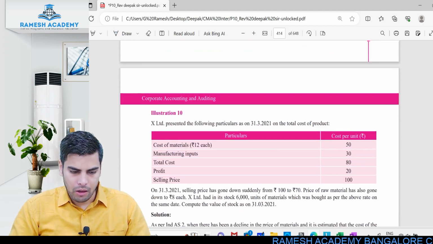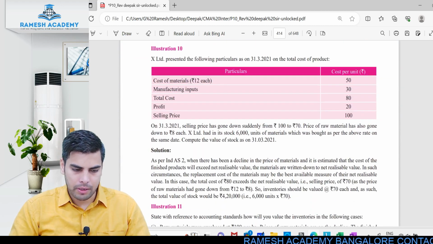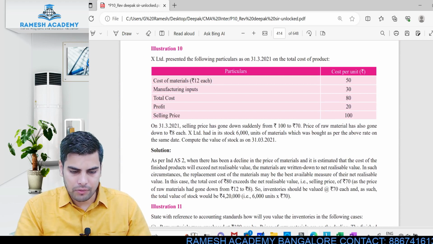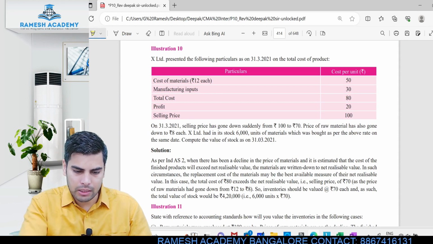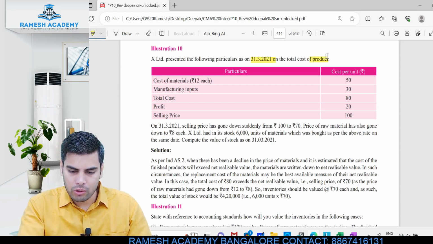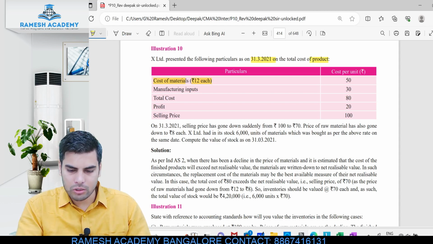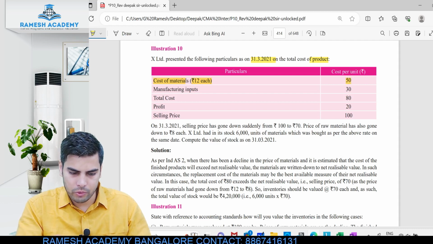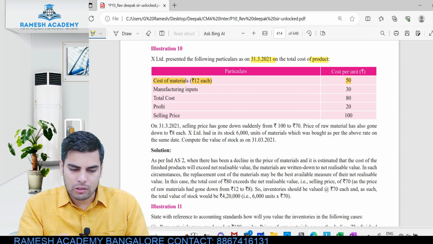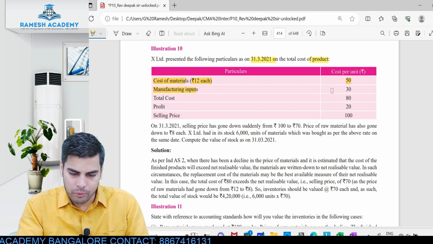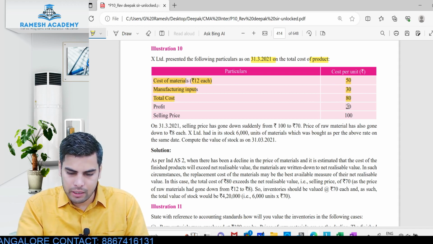Alright, so let's look into illustration number 10. Let me read this. X Limited presented the following particulars as on 31st March 2021 on the total cost of product. Cost of material, 12 rupees each, so the cost per unit is 50. Manufacturing inputs 30 rupees. Total cost is 80 rupees. Profit they have given as 20 rupees. Selling price is 100 rupees.